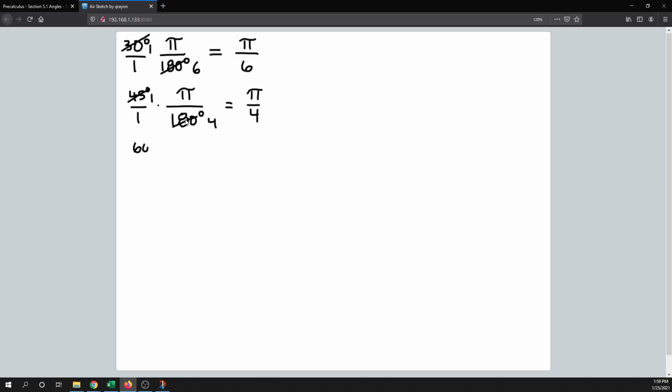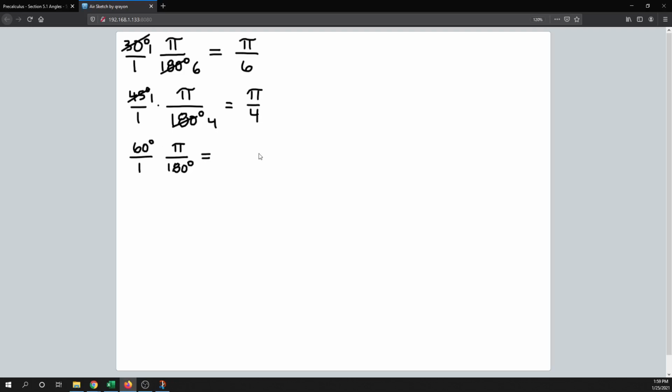All right, 60 degrees was the next one. All right, so again, 60 degrees, I want to convert that to radians. So I know that degrees need to be in the bottom of the conversion factor. So 180 degrees goes down here. That means pi goes on top. And then go ahead and multiply that as a fraction.